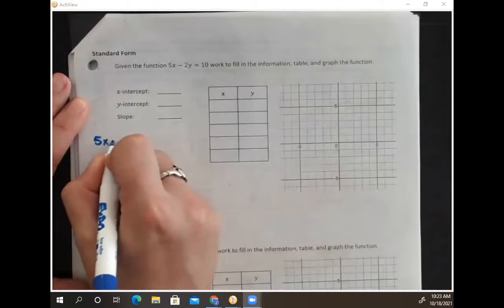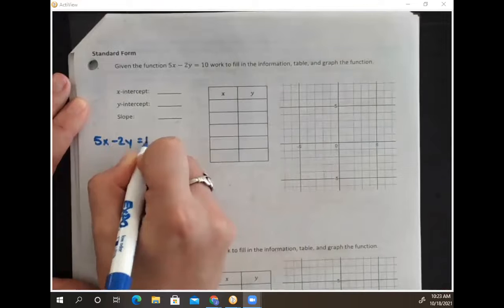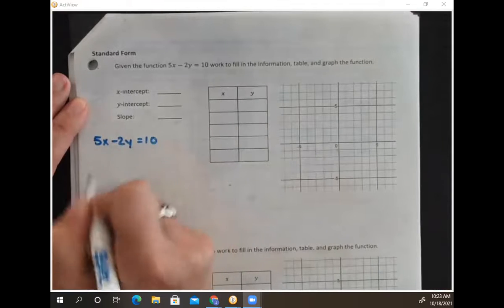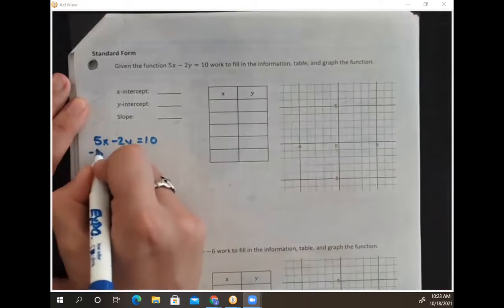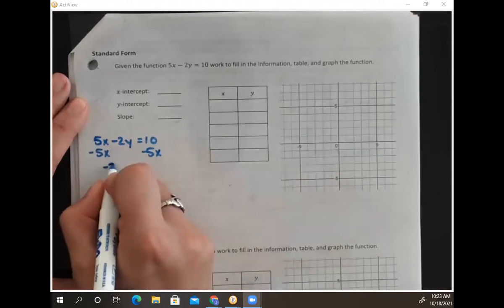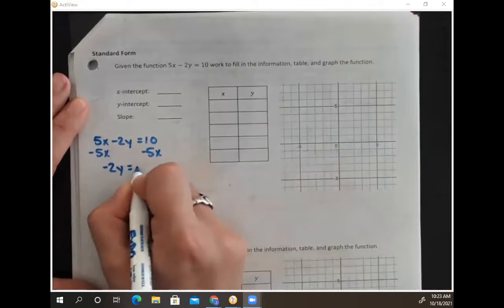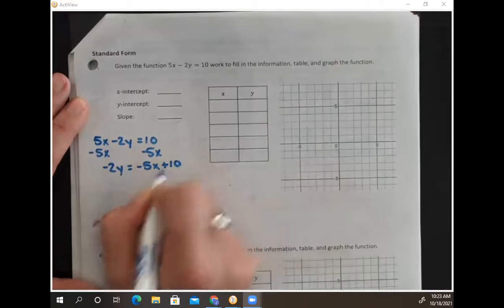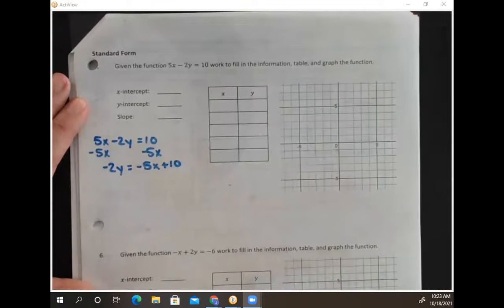So our function starts off 5x minus 2y equals 10. To change to slope-intercept form, I need to get the y by itself. So I'm going to start by moving this x term to the other side. I have to subtract 5x from both sides. So I'm left with negative 2y equals negative 5x plus 10. Remember, we don't combine these because they are not like terms.